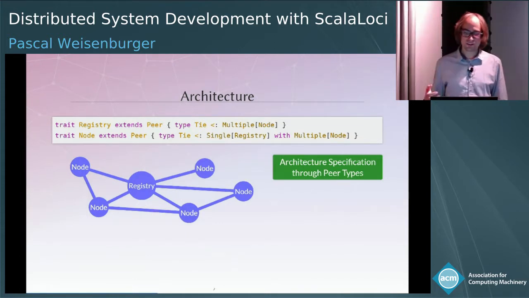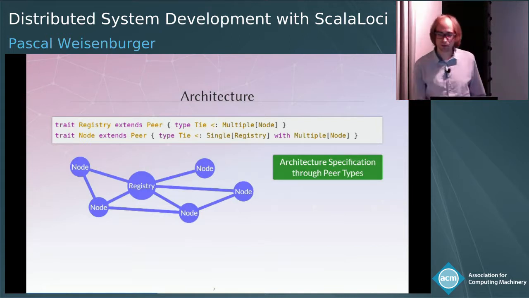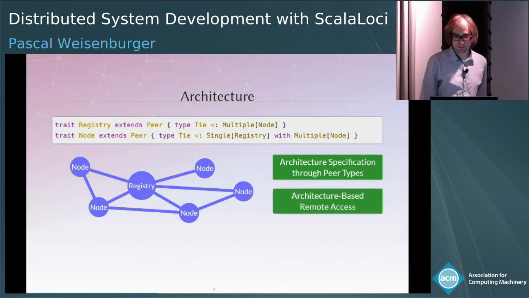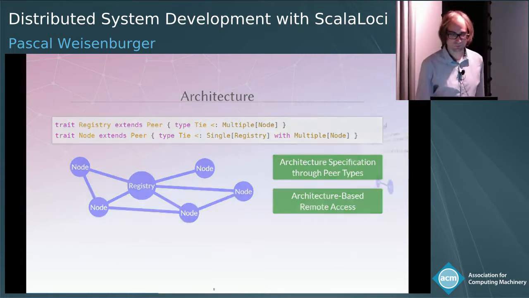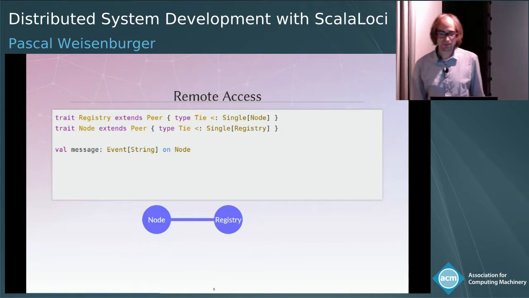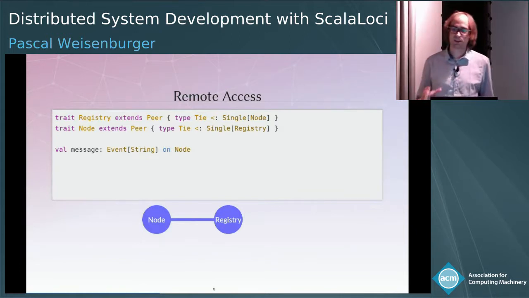And since this is all encoded at a type level, we can statically type check that remote access conforms to the specified architecture. And in particular, we treat remote access differently depending on the specified architecture. So the specification of placement and architecture has an impact on how values are accessed remotely.